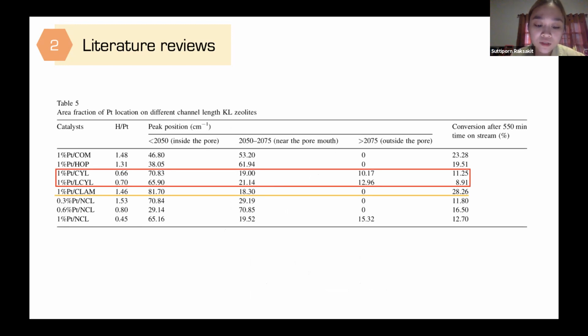Table 5 shows that the activity depends not only on the dispersion of platinum particles, but also on the platinum location. In the case of cylinder zeolite and long cylinder zeolite, you can see that the more platinum located outside the zeolite channel, the lower the activity. And in the case of disc zeolite, the platinum location is quite high inside the zeolite channel, and there is no platinum particle outside the zeolite channel, which makes the activity higher.